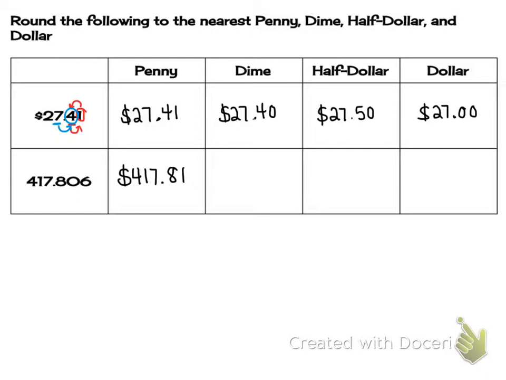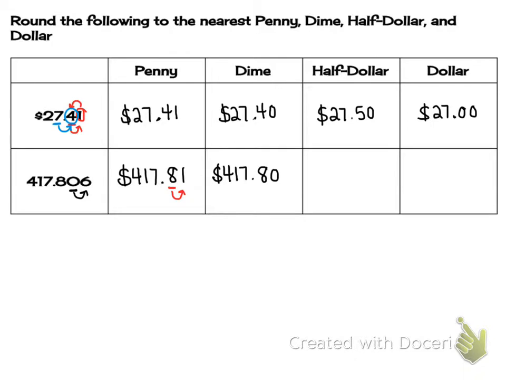All right, the next one is going to be the nearest dime. Now, what I'm actually going to do is look at the penny answer to be able to round to the nearest dime. Remember, for the nearest dime, you have to look at the tenths. This 8 is in the tenths, and the 1 tells me not to round up. So I will have $417.80, which makes sense because 81 is closer to 80 than it is to 90.